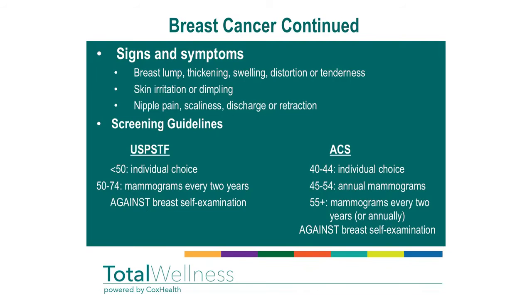The American Cancer Society, they believe if you're between the ages of 40 and 44, it should be your choice on whether to have mammograms. If you're between the ages of 45 and 54, you should have annual mammograms. And then if you're over the age of 55, mammograms either annually or every 2 years. And they're also against self-breast examinations.